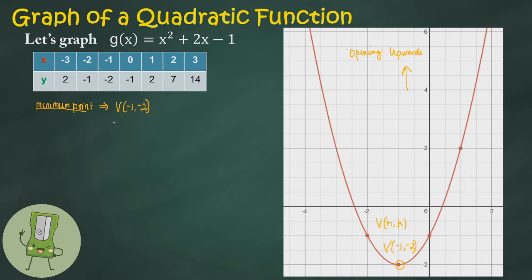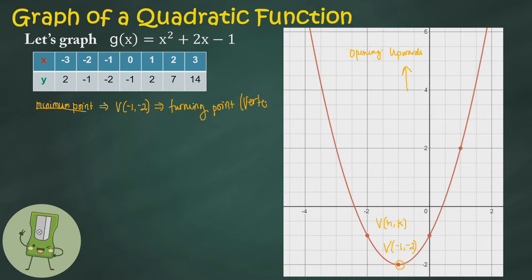And aside from the vertex is our minimum point if our parabola is opening upward, it is also the turning point of our parabola. Okay, bakit turning point? Because if we're going to trace our curve from left to right, so from here, the points of our parabola is going down, and then once it reaches our vertex, the points will start to go up. It starts going to the opposite direction.